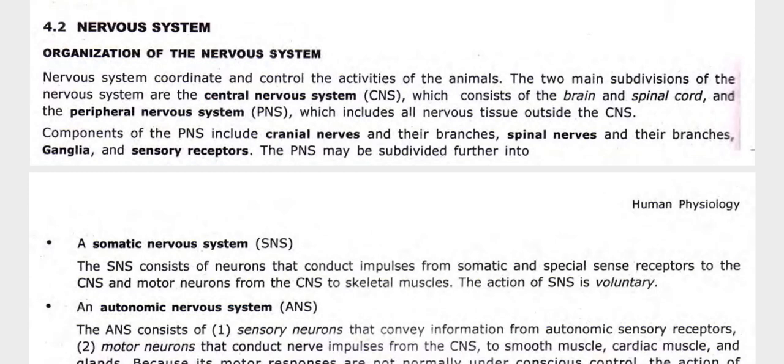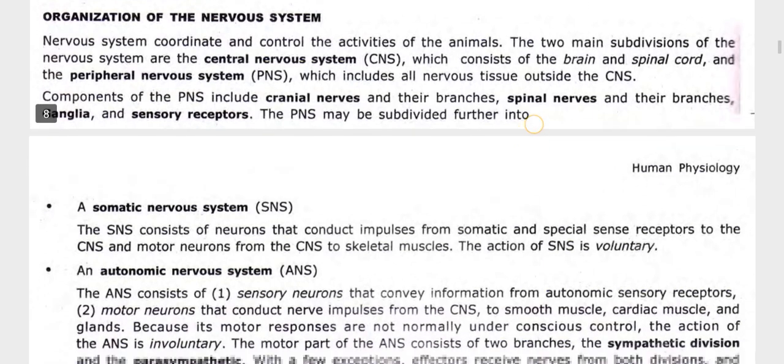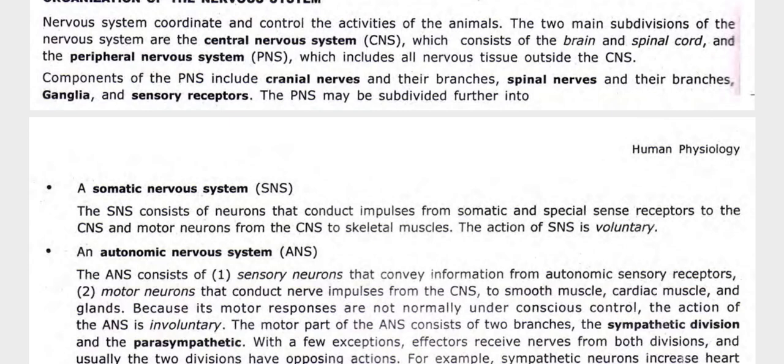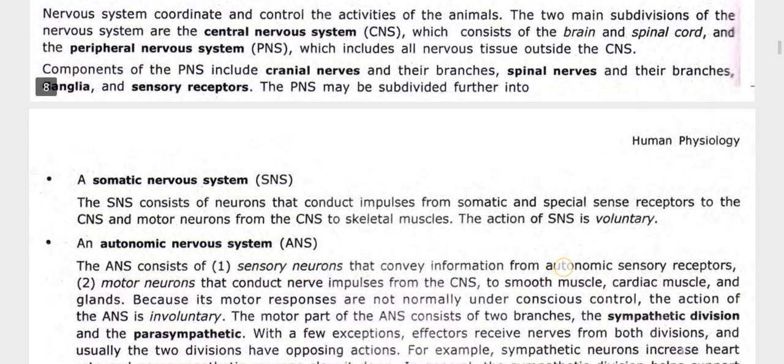The two main subdivisions of the nervous system are the central nervous system, which consists of the brain and spinal cord, and the peripheral nervous system, which indicates all nerve tissues outside the central nervous system. Next, components of the peripheral nervous system include cranial nerves and their branches, spinal nerves and their branches, ganglia and sensory receptors. The peripheral nervous system may be subdivided further into the somatic nervous system.